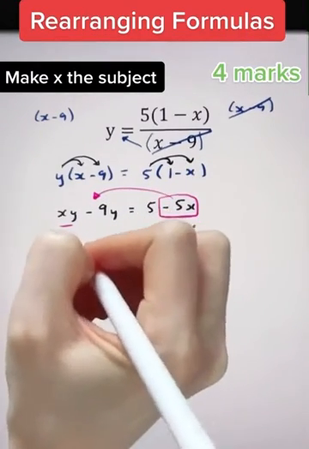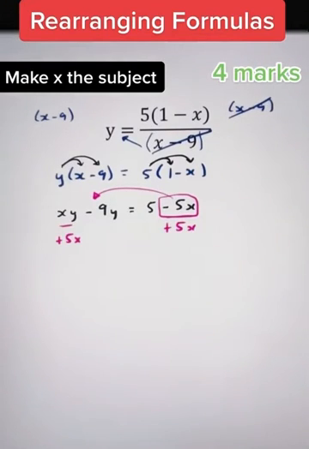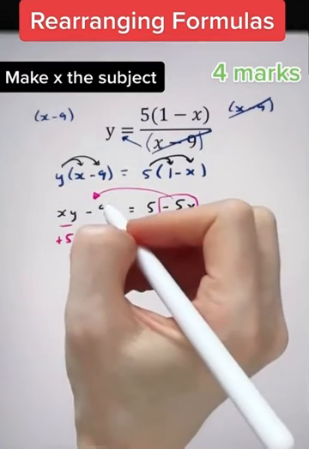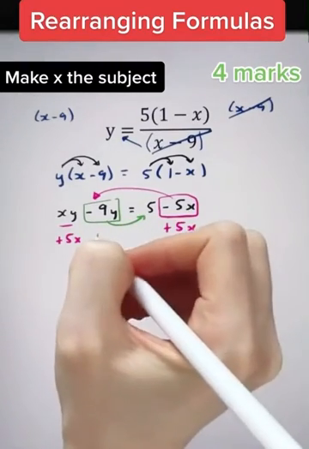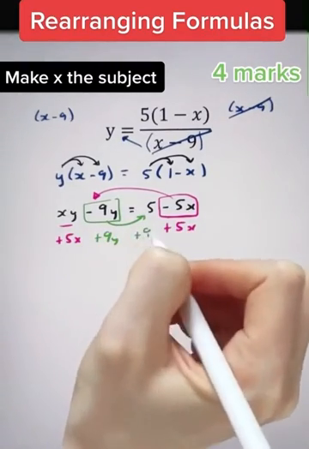At the same time, I can move any term that does not have the letter x in it to the other side. Therefore, I can move the negative 9y to the right by doing the inverse, which is to add 9y to both sides.